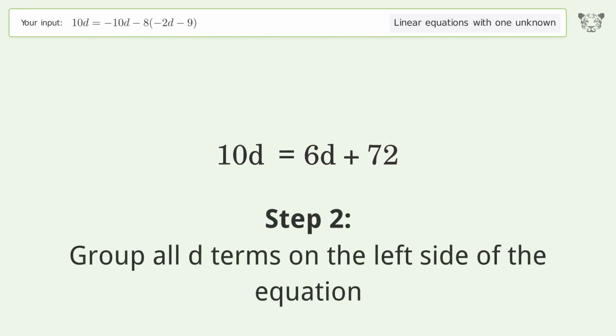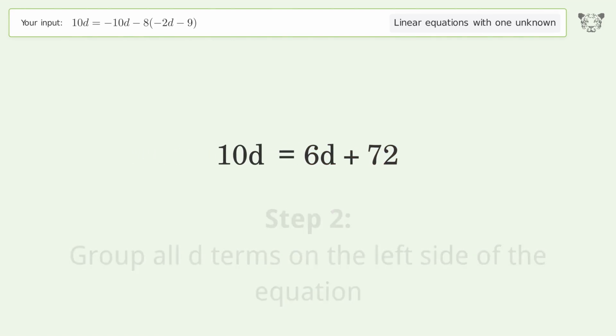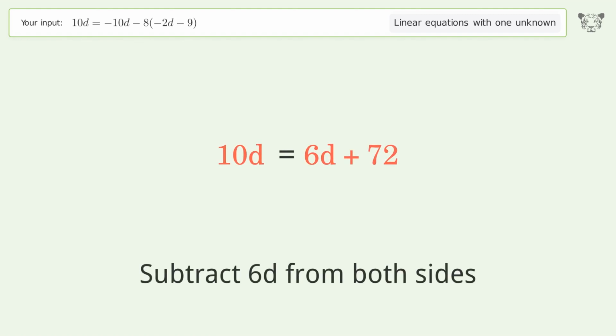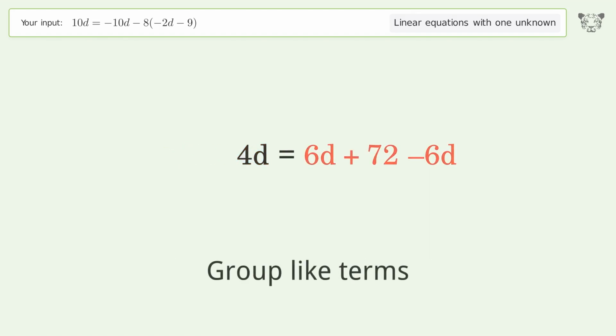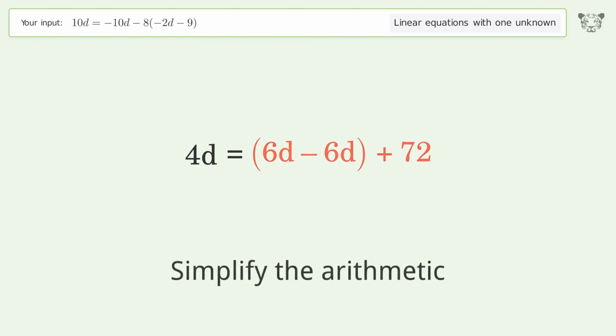Group all d terms on the left side of the equation. Subtract 6d from both sides. Simplify the arithmetic. Group like terms. Simplify the arithmetic.